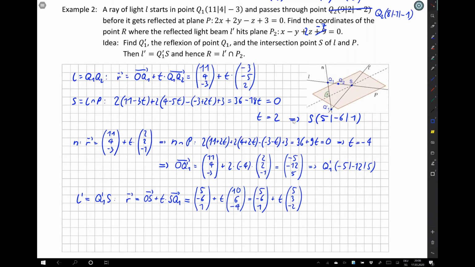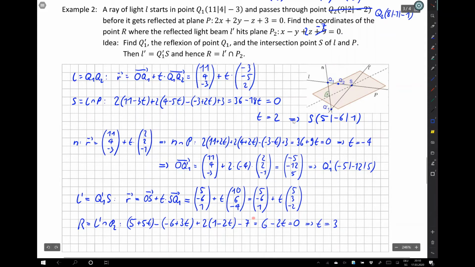The last step is to find the point where this reflected ray of light hits the plane P2. So we have to intersect L' with P2. And we get this equation here, and hence t equals 3. And so the point R is (23, -5).